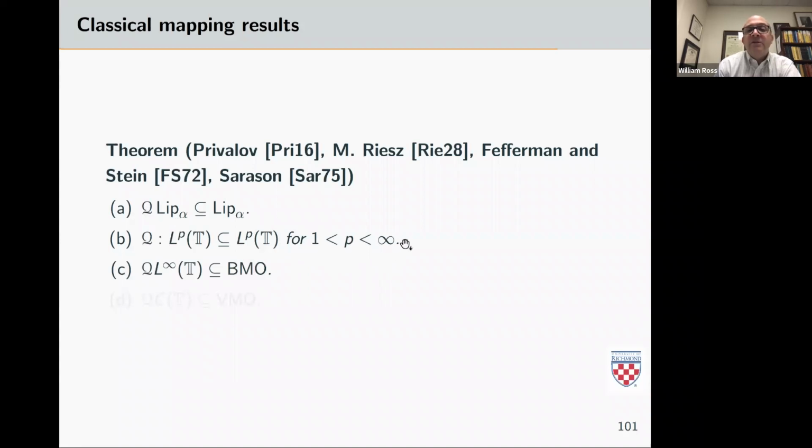If you take an L infinity function, the conjugation operator will not take you to L infinity, it will take you to BMO. And it takes the continuous functions not to the continuous functions, but to VMO. And if you're wondering what happens to L1, it goes to a space called weak L1, which is not even in L1, but anyways, measurable functions which satisfy some weak inequality.